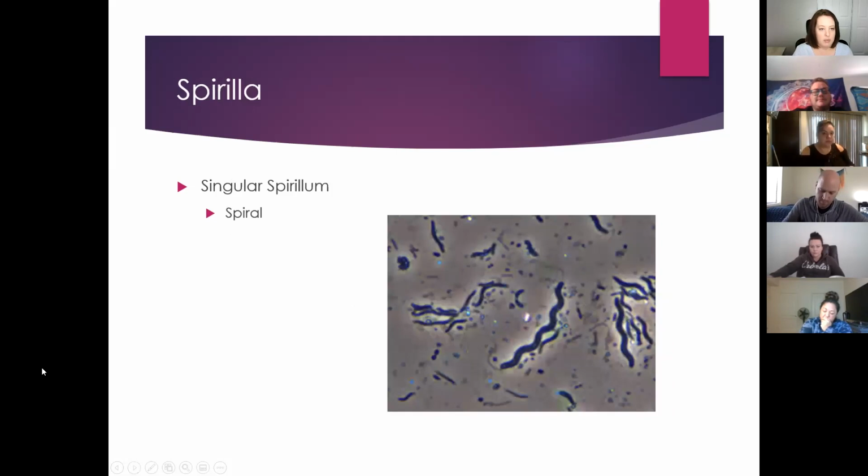And then you have spirilla. In singular terms, it's spirillum, and they're more of a spiral. They remind me of those spiral noodles that my daughter likes to eat.